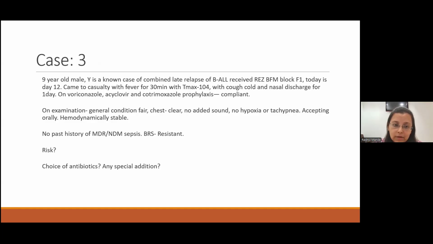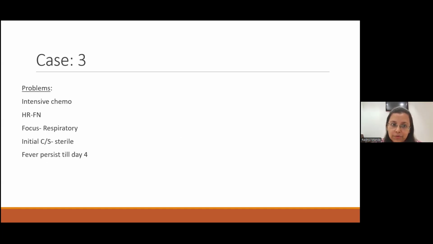So how will you classify this patient? Risk and choice of antibiotic. Now this patient has received intensive chemotherapy, so he is a high risk febrile neutropenia. Focus in this case is respiratory. However, the child doesn't have any lower respiratory tract infection like symptoms. Now initial cultures are sterile and fever is persistent till day 4. How will you manage? So initial management, as I said, we'll start the child on a dual agent.